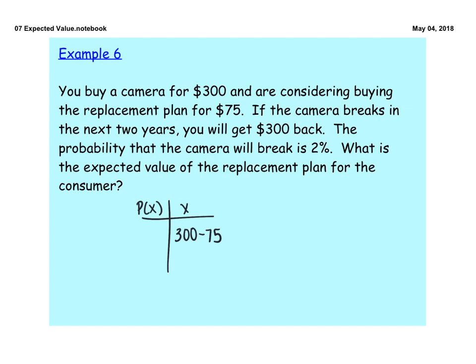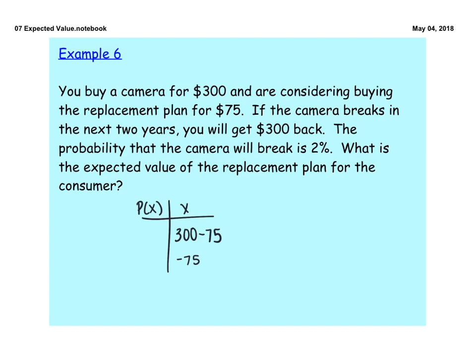So, all right, the other outcome is you could just lose $75. You're out $75. And you might ask why. If you buy the replacement plan and your camera doesn't break, they don't give you that $75 back. You didn't use the replacement plan, but you had it there in case you needed it, okay?